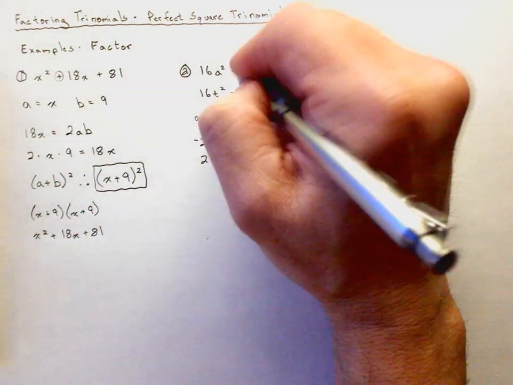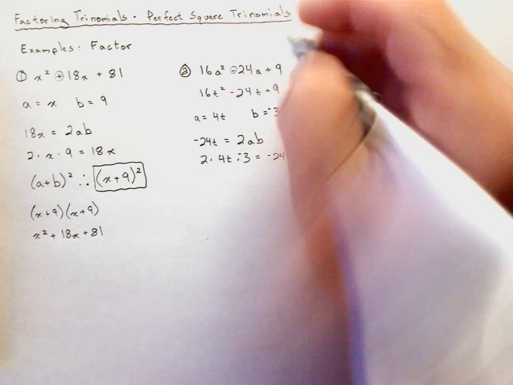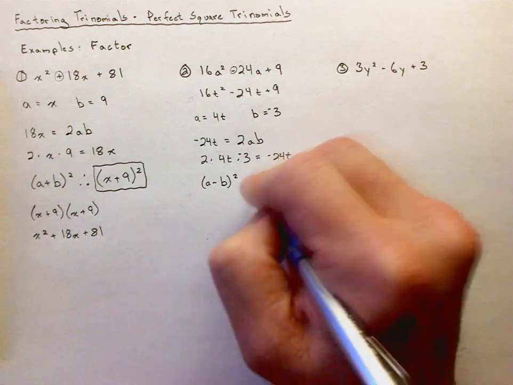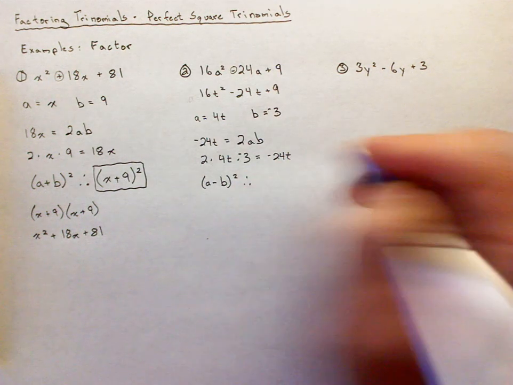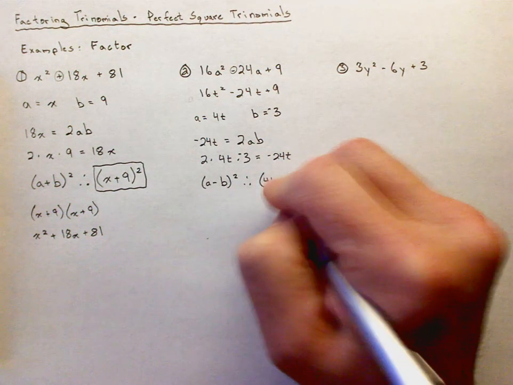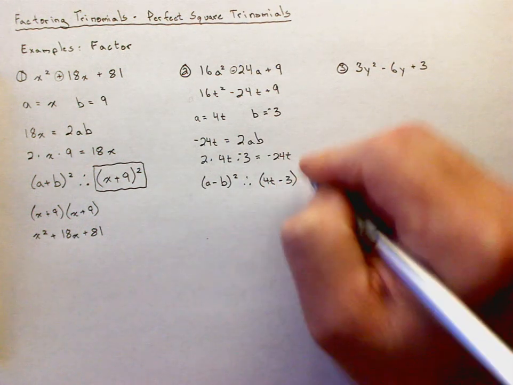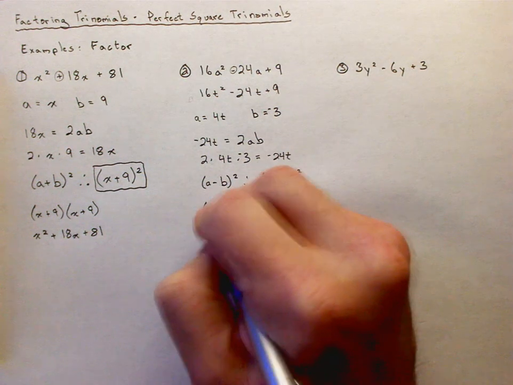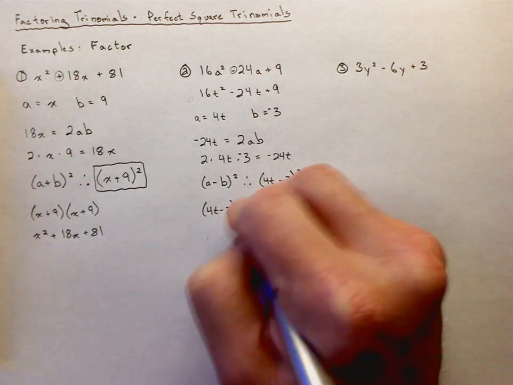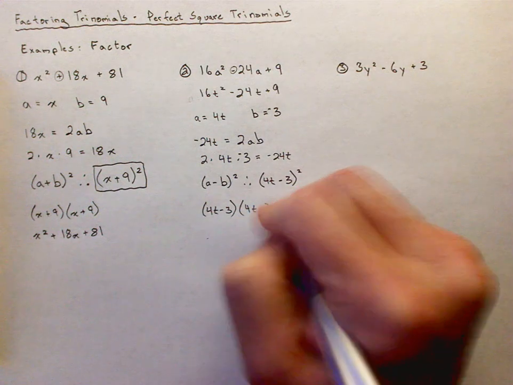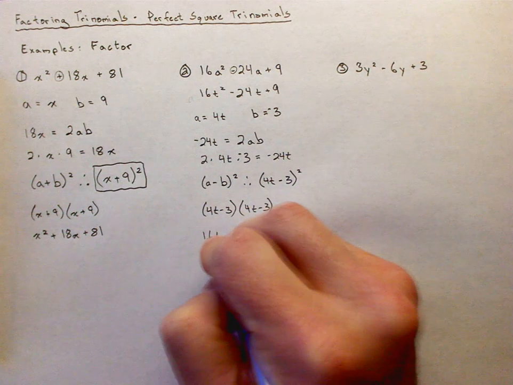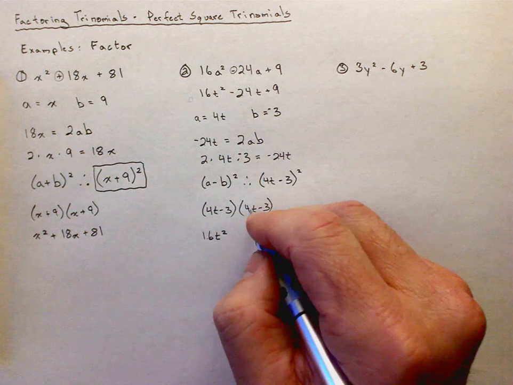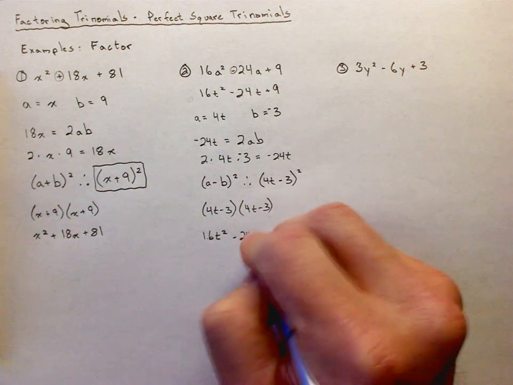I look at my sign. It's negative. So I have a minus b squared. Therefore, that is 4t minus 3 squared. Again, check your work. 4t minus 3 times 4t minus 3. It gives me 16t squared, and that is minus 12t plus minus 12t, so minus 24t, plus 9.